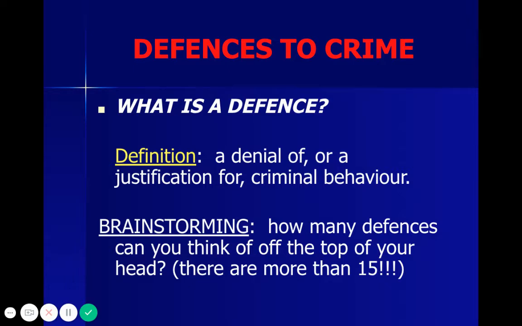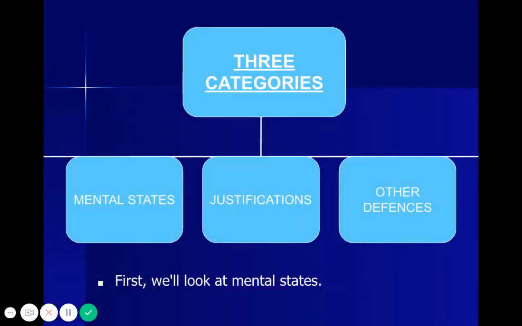So before I go any further, let's pause for a second and think of how many defenses you can name off the top of your head. There's 15 in total. Take a second and count them out. If somebody's charged with assault or somebody's charged with murder, what kind of defenses can they use? If you made it to 10, I'm super impressed. All right, let's dive in and find out what some of them are.